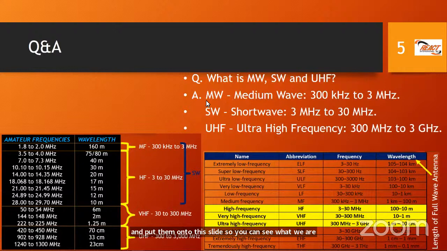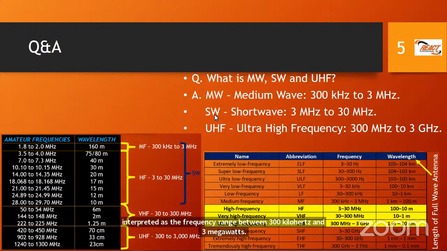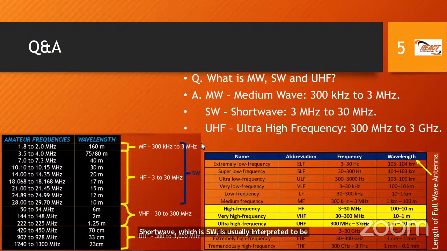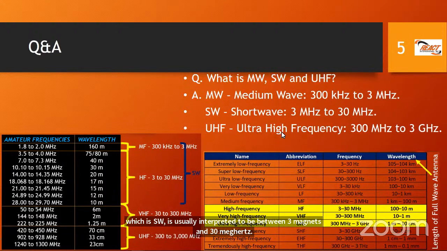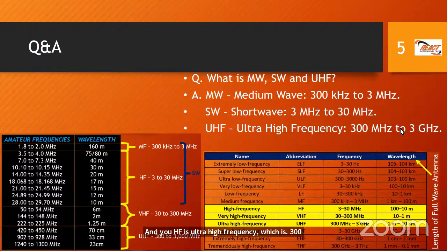However, MW stands for medium wave, and it is typically interpreted as the frequency range between 300 kilohertz and 3 megahertz. Shortwave, which is SW, is usually interpreted to be between 3 megahertz and 30 megahertz. And UHF is ultra high frequency, which is 300 megahertz to 3000 megahertz or 3 gigahertz. So that's why we have these tables here. They're all in those tables, and you can have a look at them and reference them to one another in your review. So very good question.